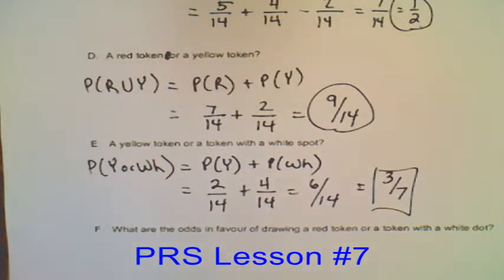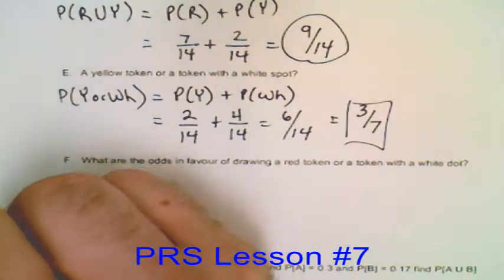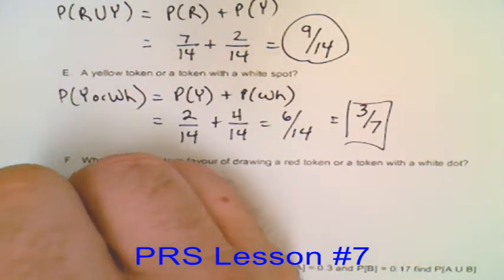So there are 2 yellow tokens out of 14. There are 4 white dots out of 14. So it becomes 6 out of 14, which reduces to 3/7. Okay? And so on and so forth. So you've got that. So this is just sort of the idea. Now, once you're getting comfortable with the probability, then I can suddenly throw odds back at you. F. What are the odds in favor of drawing a red token or a token with a white dot?